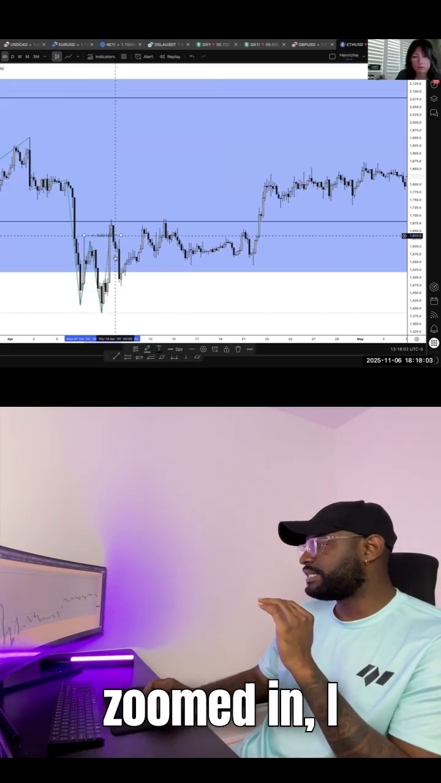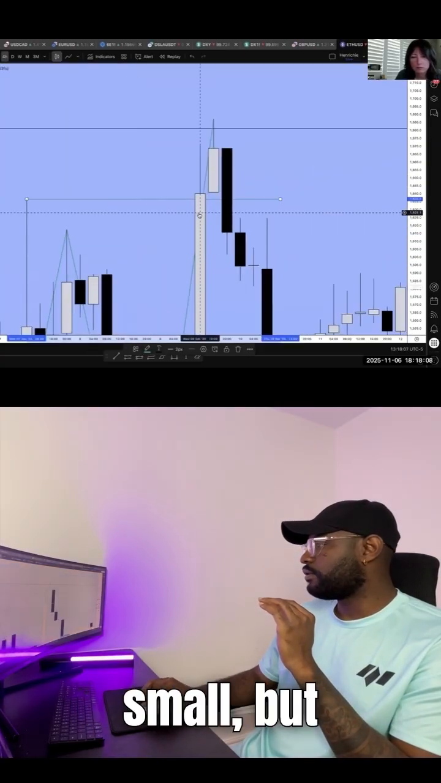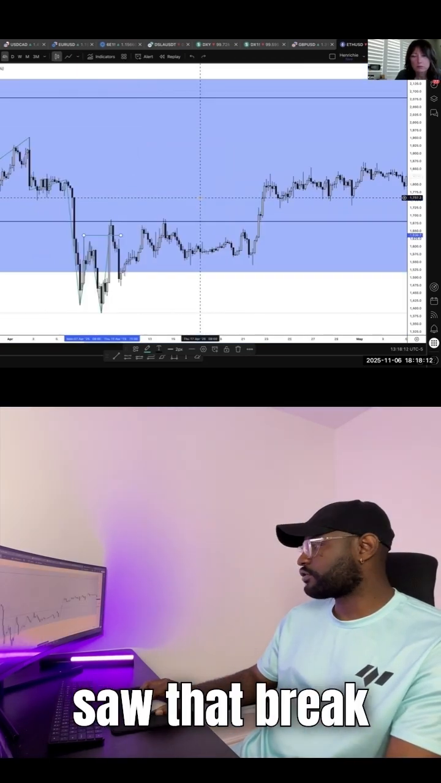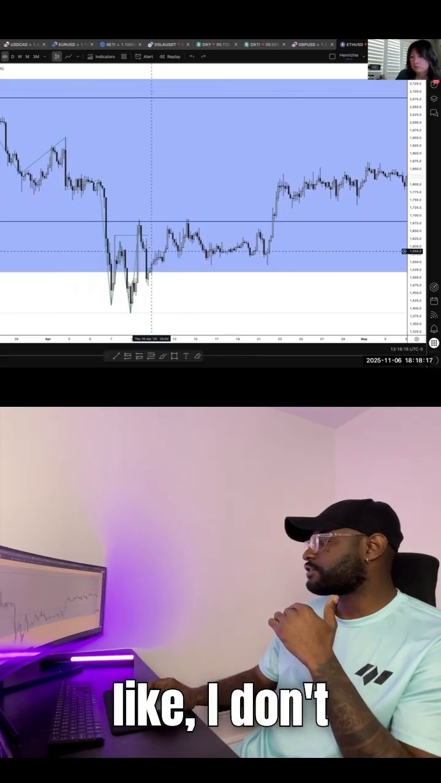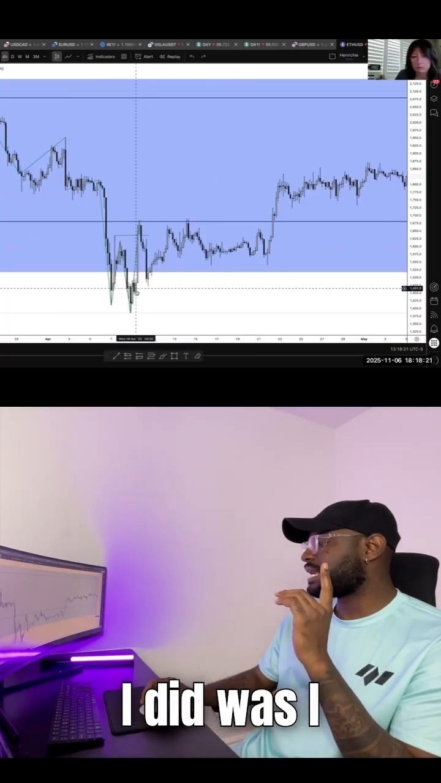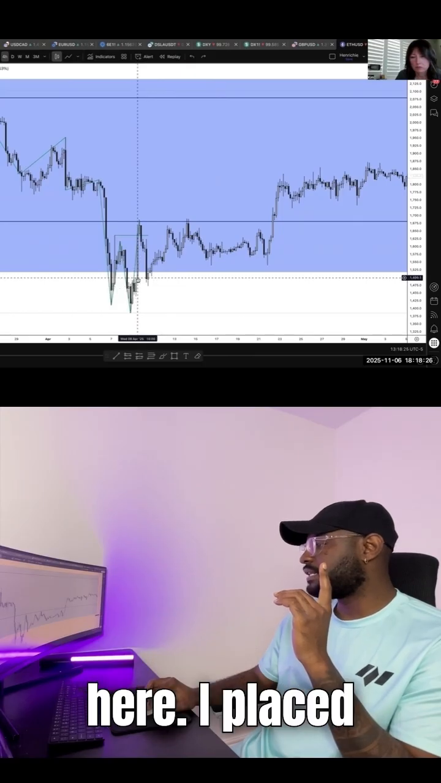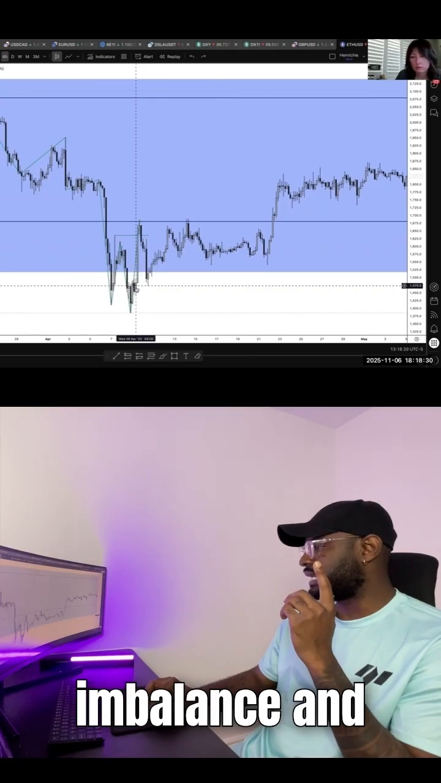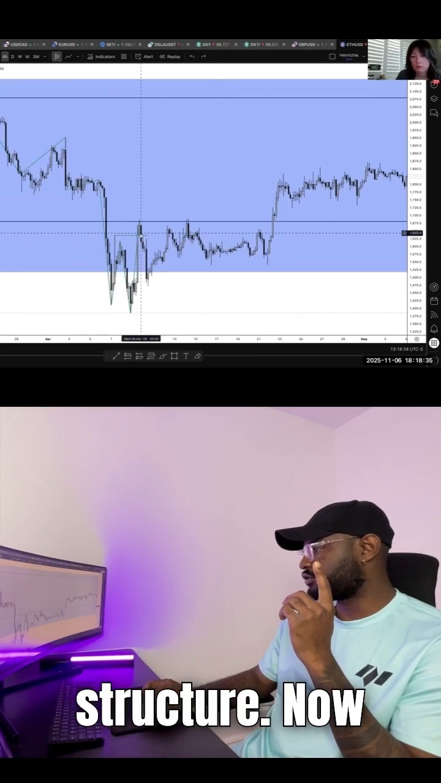And then when I zoomed in, I saw that the break of structure, even though it was very small, was there right there. The moment I saw that break of structure, because I was still skeptical, I didn't know if this price action was going to keep going lower, what I did was I used this last down close candle right here, this last move down here. I placed a limit order there because this was also the open of the imbalance and also the last move towards the downside before the expansion that broke this structure.